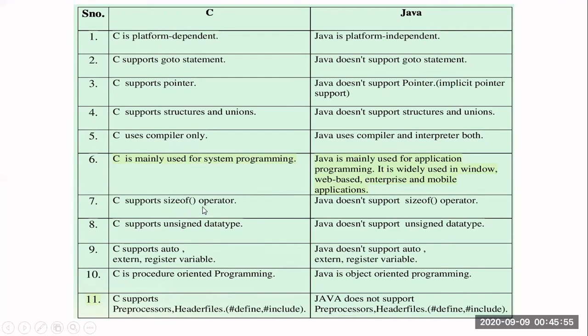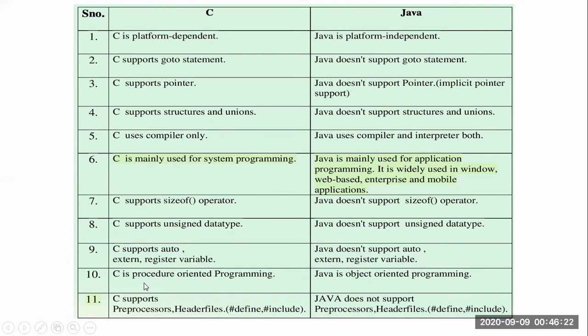In C we use the sizeof operator to return the size of a value. Java does not have a sizeof operator. We have signed and unsigned data types in C, but in Java we don't have the concept of unsigned data types. We also have features like auto, extern, register and variable storage classes in C. In Java, we don't have all these things.